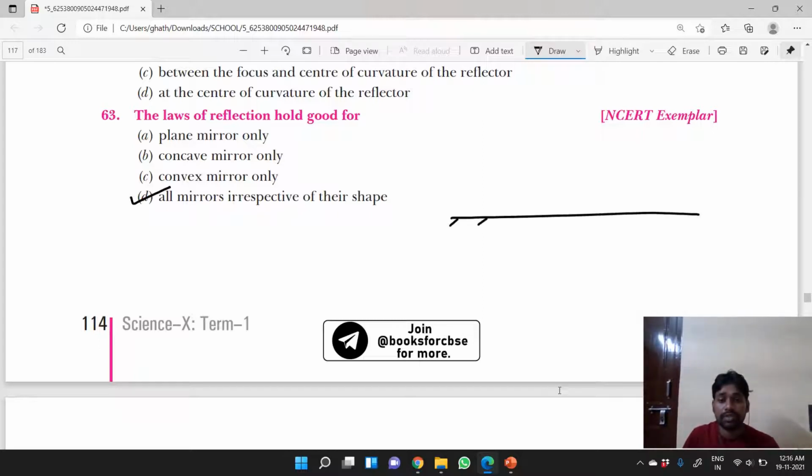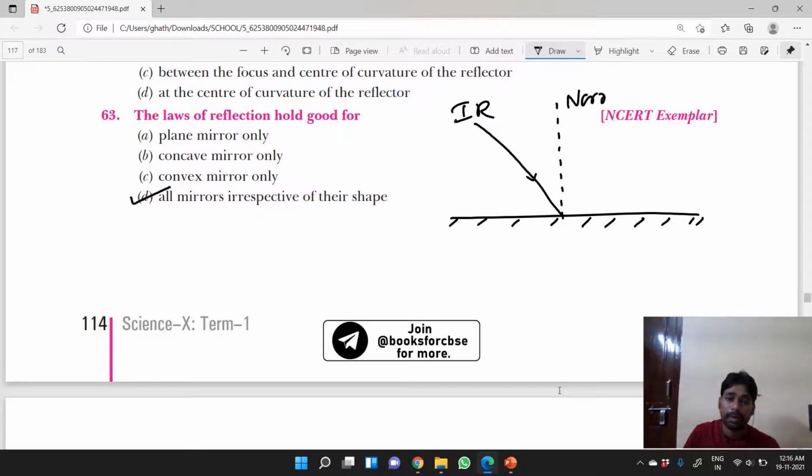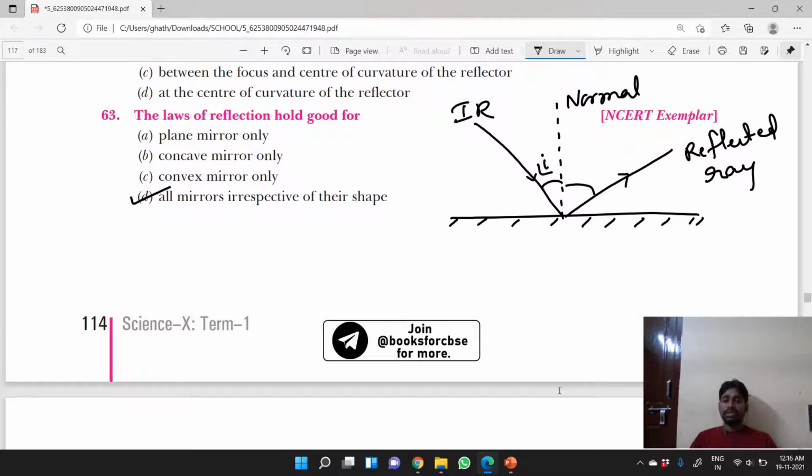Listen, if this is a polished surface, when a ray of light is incident on the surface, then this is called the incident ray. The line drawn perpendicular at the point of incidence is called the normal. When light is incident, it bounces back into the same medium, which is called the reflected ray. The angle between the normal and the incident ray is called the angle of incidence. The angle between the normal and the reflected ray is called the angle of reflection.